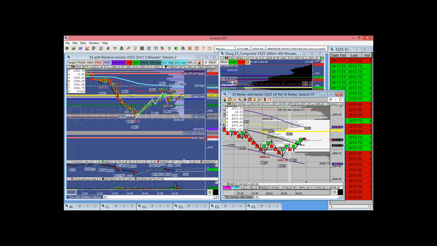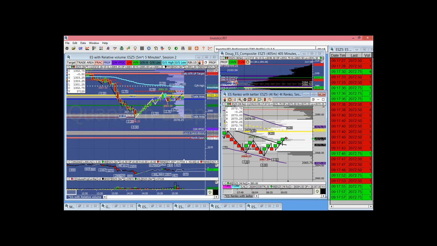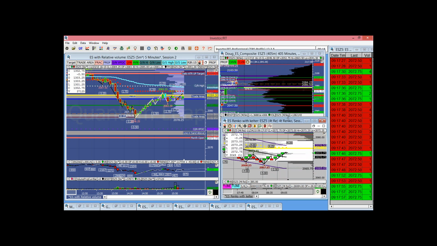All right, I'm just a little distracted right now. Below the 70.75, a move down to the lower Keltner is going to take out the overnight low at 65.75 and test that 65 area.